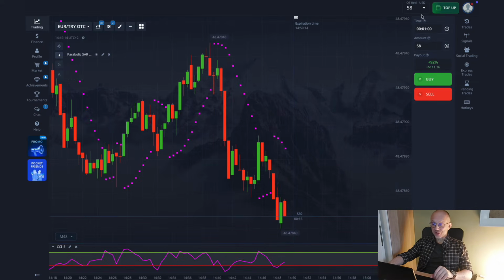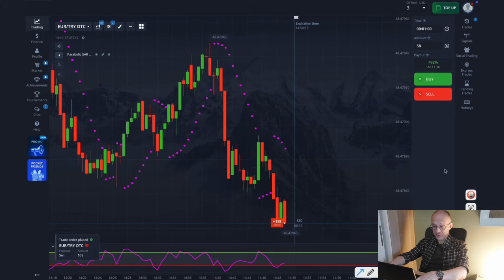First situation. The expiration time is 2 minutes and I'm opening a short trade for $58. Now I'll explain how to work with this strategy more confidently and clearly. Look. When the Parabolic SAR starts to form points above the candles, this is the first sign that the market is turning down and a new downward movement is forming. This indicator seems to hint in advance that the asset is losing momentum and is preparing for a further decline.